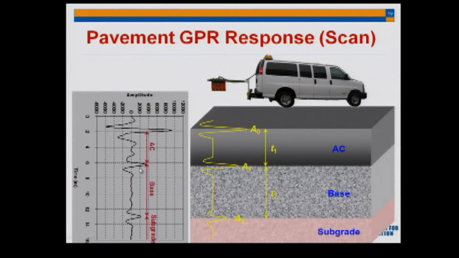Let me emphasize here, if you have a base material that has the same dielectric constant as the asphalt concrete, GPR will not see it. So we're not seeing materials here. We're not detecting the strength of the material. We are seeing just the difference in the dielectric constant, period. So even if the materials are different, if they have the same dielectric constant, you will not be able to see them with the GPR.